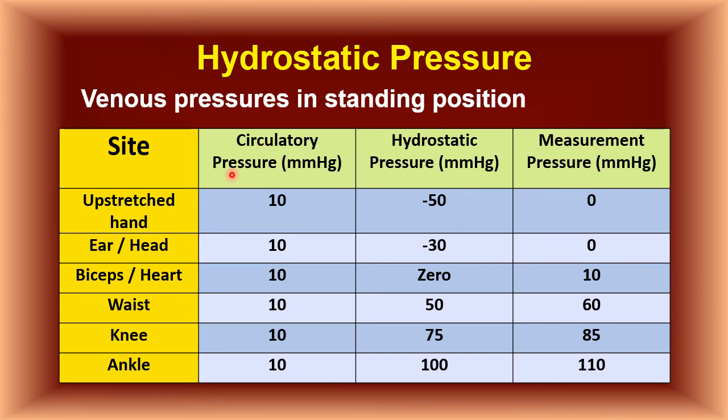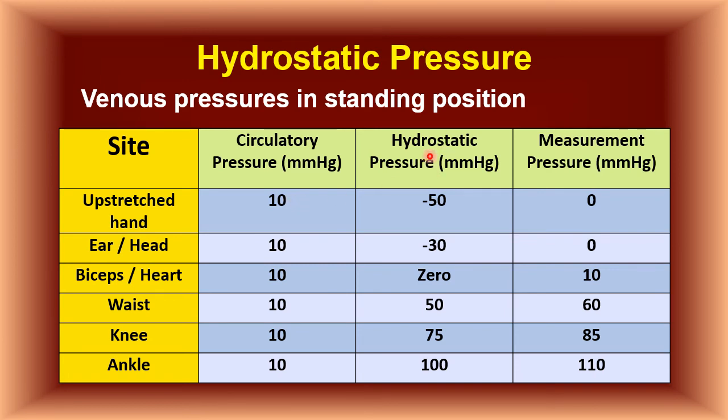We have these applied to different locations in the body, as we mentioned earlier: the upstretched hand, the head, the heart, and the biceps area, and also the supine position, the level of the waist, the level of the knee, and the level of the ankle areas. Circulatory pressure is constant all the time. This is 10 millimeter mercury. Why? Because this is the pressure inside the atrium. It does not change with your body changing positions.